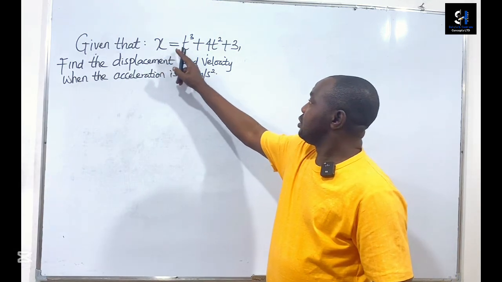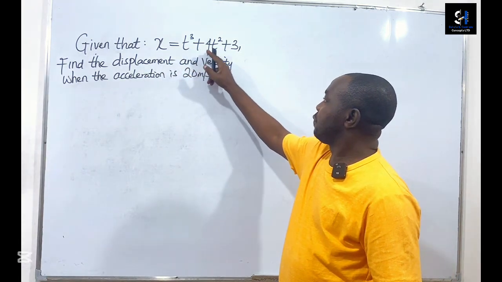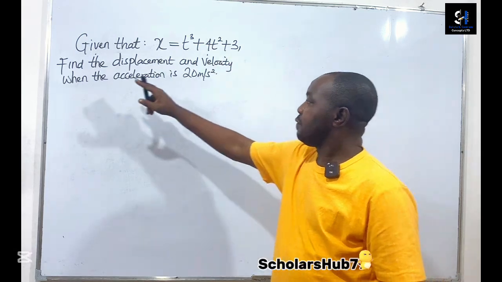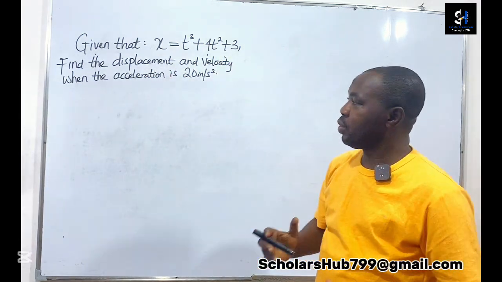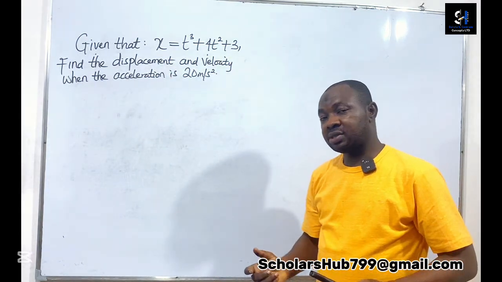Given that x is equal to t cubed plus 4t squared plus 3, find the displacement and velocity when the acceleration is 20 meters per second squared.